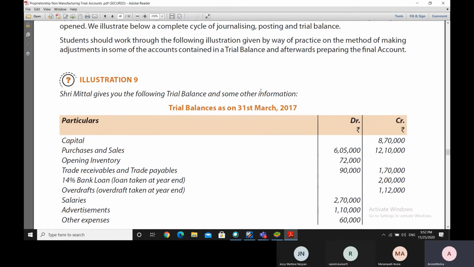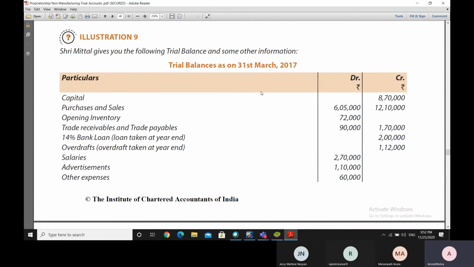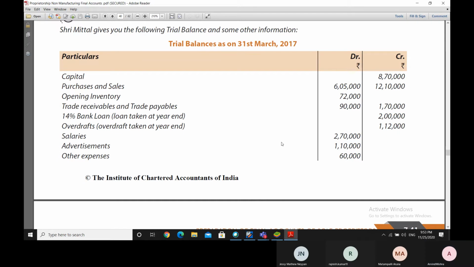Now let us see a new illustration. It's called illustration 9. Under illustration 9, Sri Mittal has given us a trial balance, and this is the trial balance before us. There are debit balances and there are credit balances.